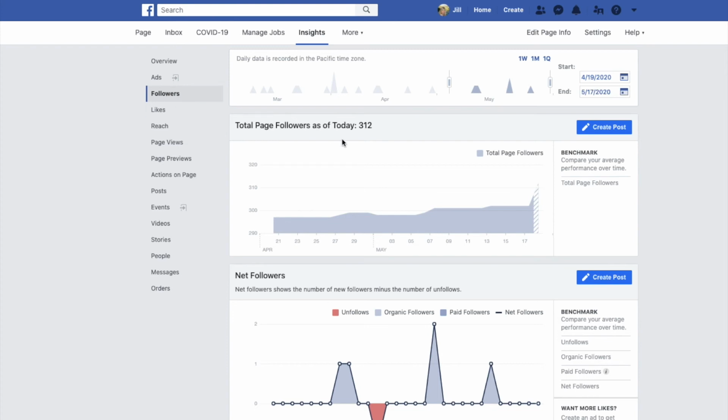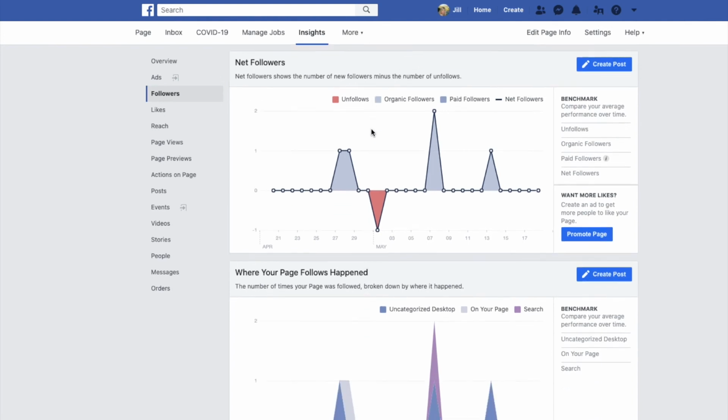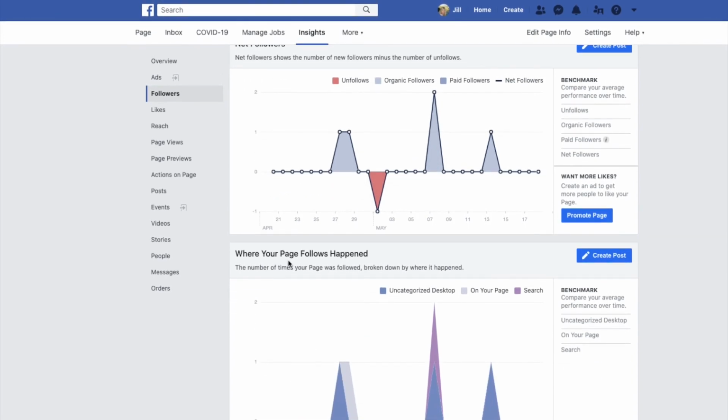When we look at followers, we can say total page followers as of today is 312. Again, not a huge page. But here is some information. Okay, look at this. Where your page followers happened. They came in through desktop. They came in through search. They came in through my page. So uncategorized, they don't really know where they're coming from.